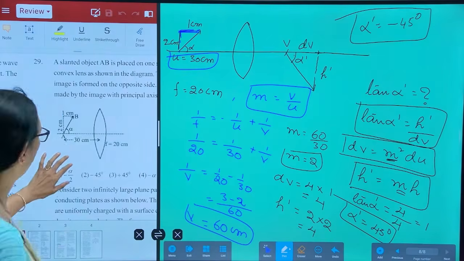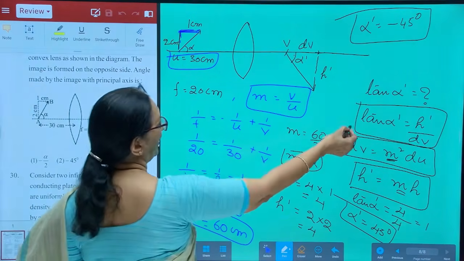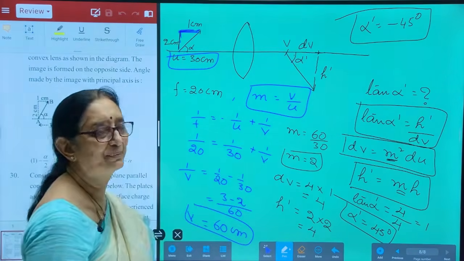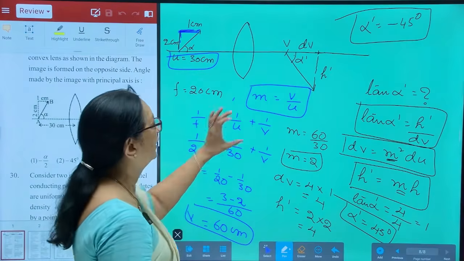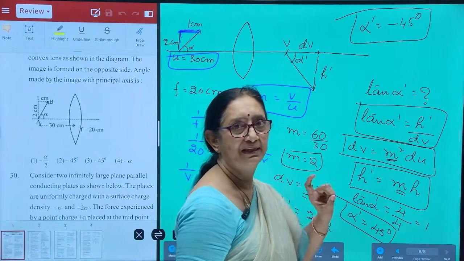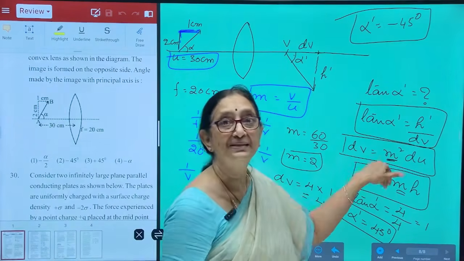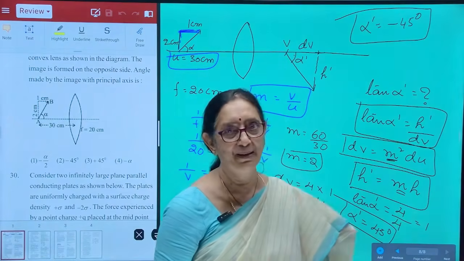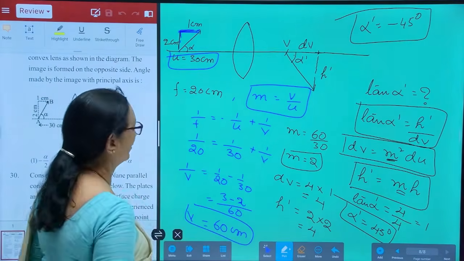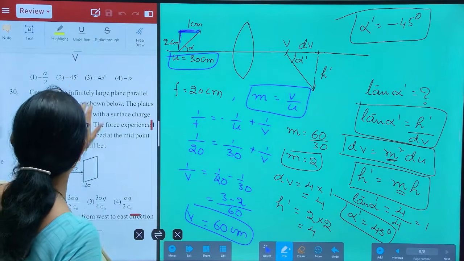So in this problem, we know that in the case of slanted objects placed in front of a convex lens, the vertical height gets magnified, becoming m times the initial vertical distance, and the horizontal distance becomes m square, the areal magnification, m square times the initial horizontal distance. That is the main concept involved in that problem.